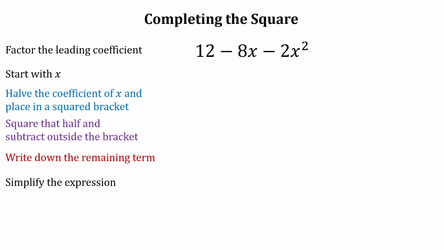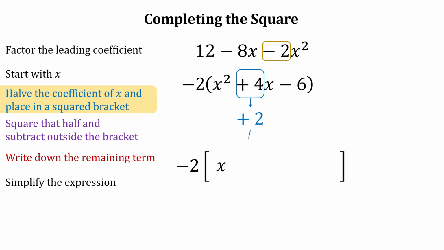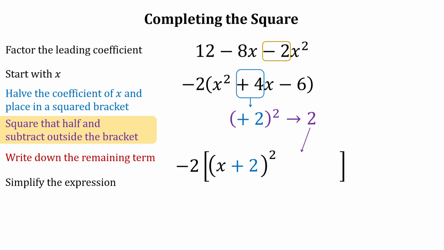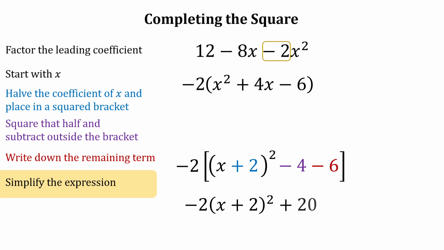In this question, we can factor out the leading coefficient, -2. Next, write -2, and inside the bracket start with x. Halve the coefficient of x and place it in a squared bracket. Then square that half and subtract outside the bracket. Next, write down the remaining term. Simplify the expression. The final answer is -2 times x plus 2 squared plus 20.